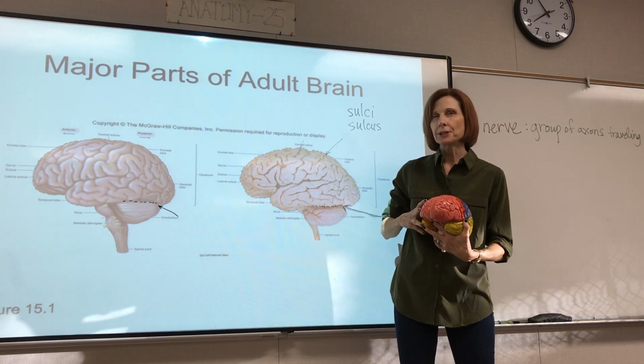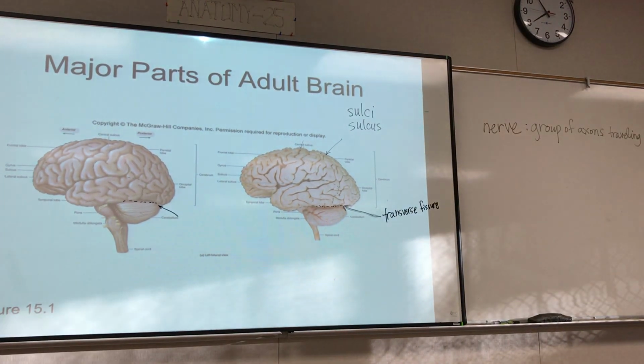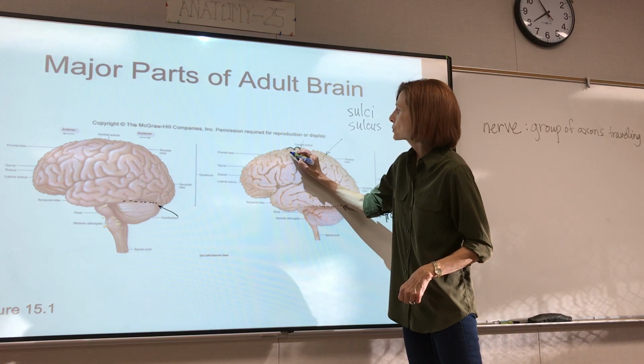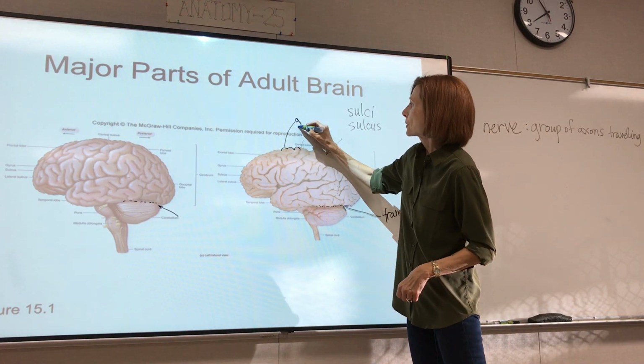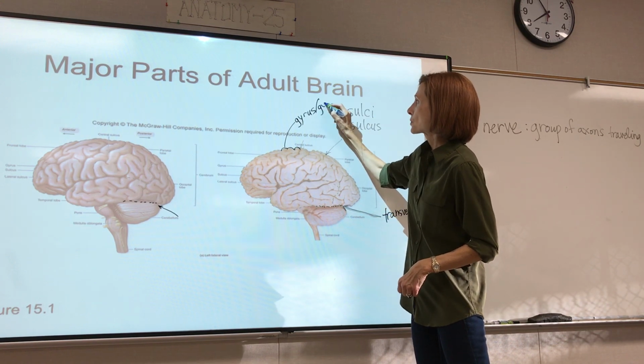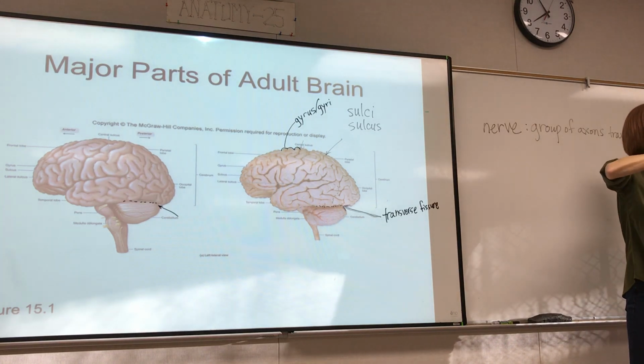We will talk later about a couple of these sulci that I would like you to know the names of, but we'll come back to that. The little hill-like structures, the little elevations here, are called gyri. One is a gyrus, plural is gyri. Again, those would just increase surface area.